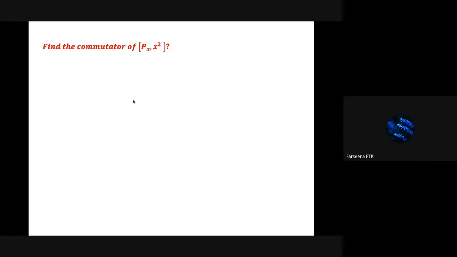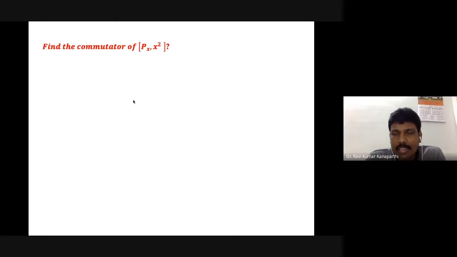Minus 2iħx. Yes, this is right. Basically, the derivative of x square will come into the picture. If it is x, we have just minus iħ, right? Now the derivative of the algebraic function, that is x square, has to be added to that. The derivative of x square is 2x. So minus iħ 2x is the commutator of this particular thing.